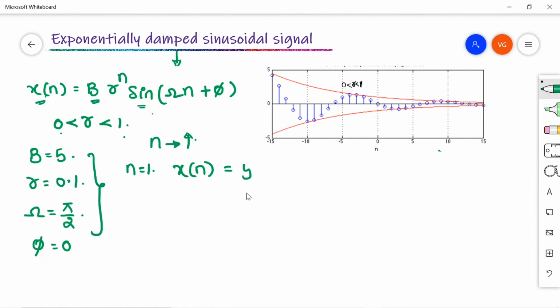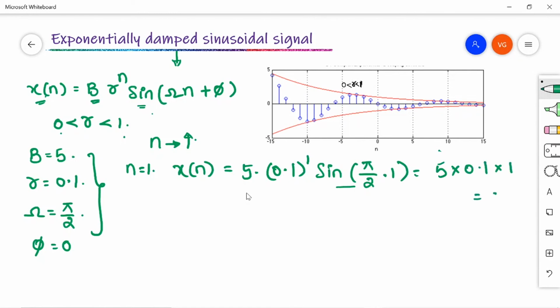The value of b is 5, r I am taking as 0.1, and n is 1, so 0.1 to the power n, sine of omega n plus phi. What is omega? We have taken it as pi by 2, into n is 1, and phi value is 0. So sine pi by 2 means sine 90 degrees, it is 1. So that is 5 into 0.1 into 1, and this is 0.5, right?